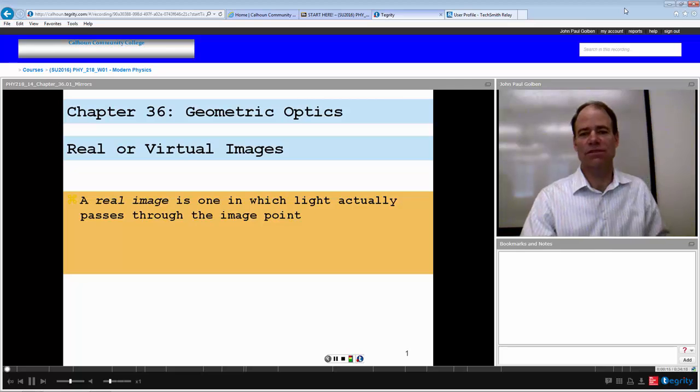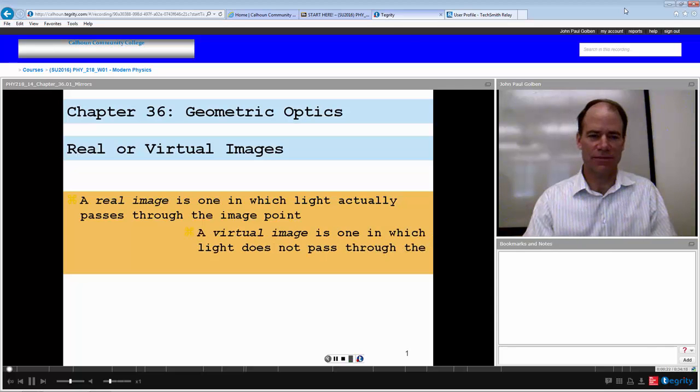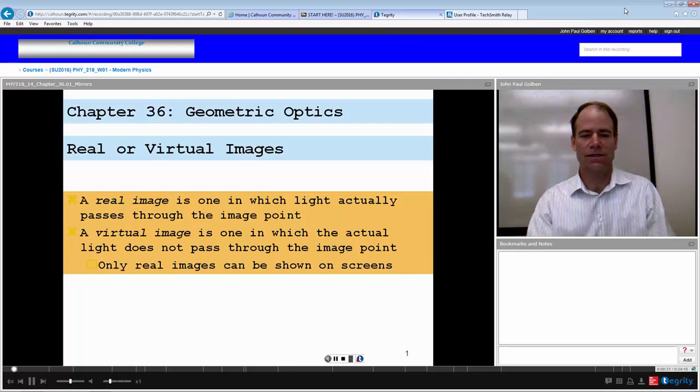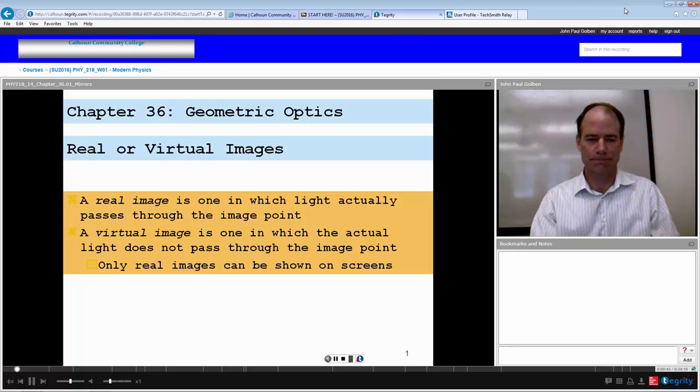A real image is one in which light actually passes through the image point, and so the actual light is involved in making that image. A virtual image is one in which the actual light does not pass through the image point, and so it's just a place where the image appears to come from, but it's not actually comprised of real light. Only real images can be shown on screens because the actual light would then form the image that you would see.